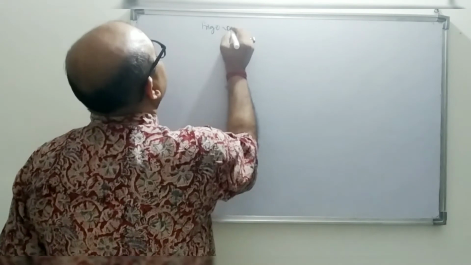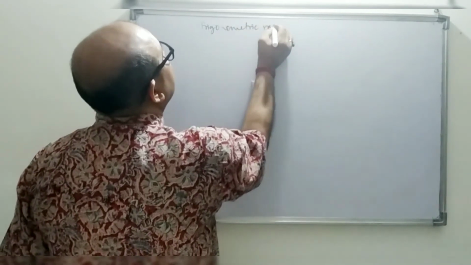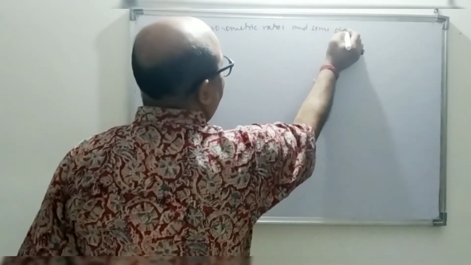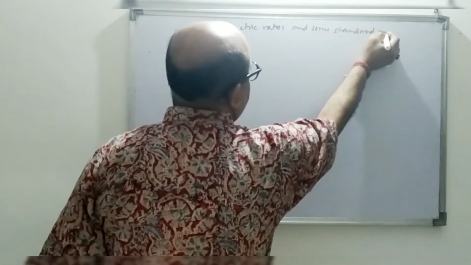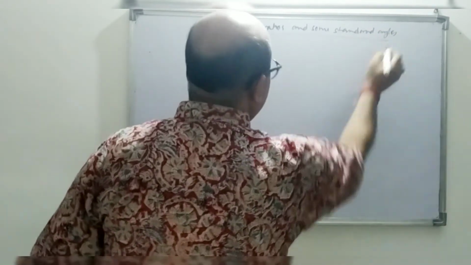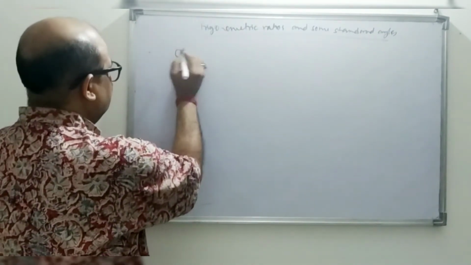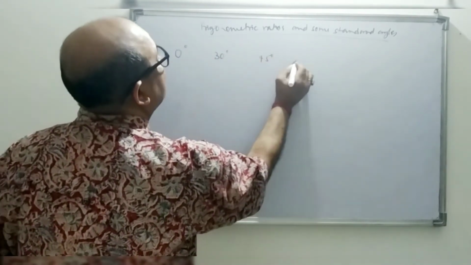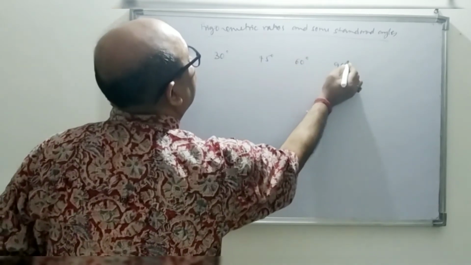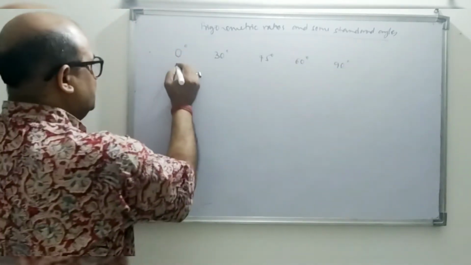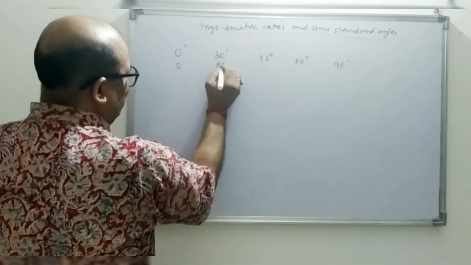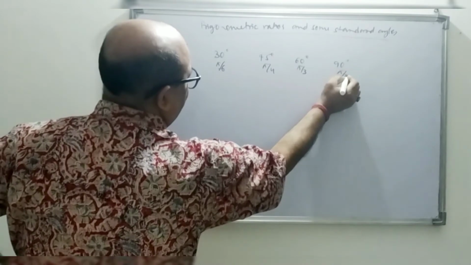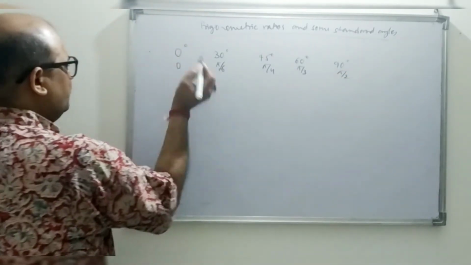Trigonometric ratios and some standard angles. Now see, I will go to the basic angles first: 0 degree, 30 degree, 45 degree, 60 degree and 90 degree. Let us start with this one. So 0 degree is 0, 30 is pi by 6 radian, this is pi by 4, pi by 3 and pi by 2.